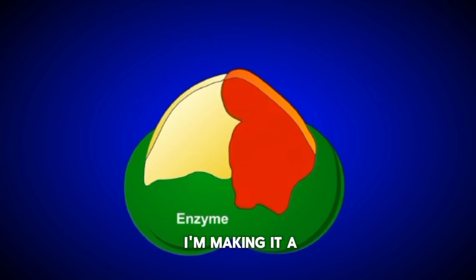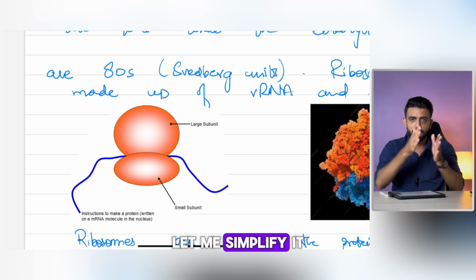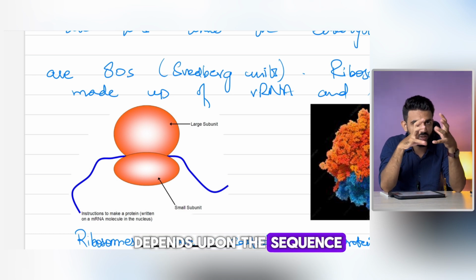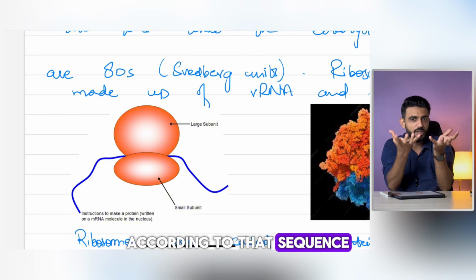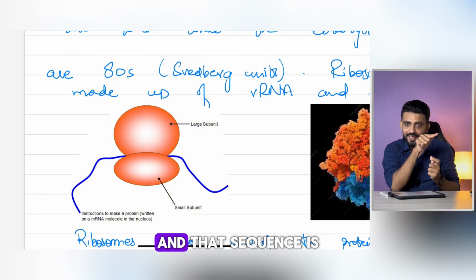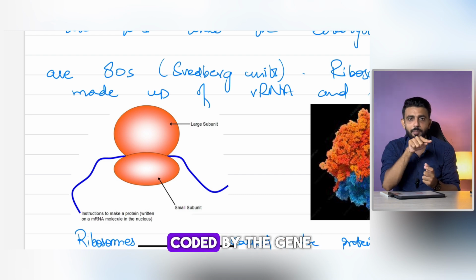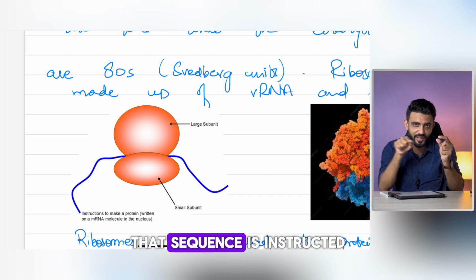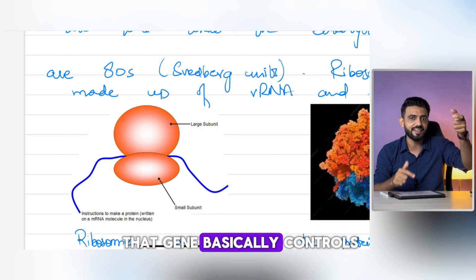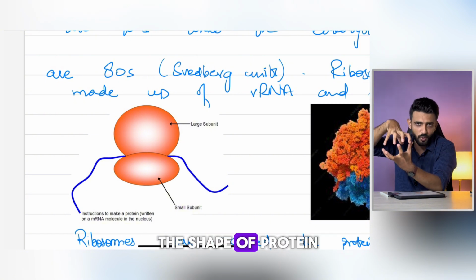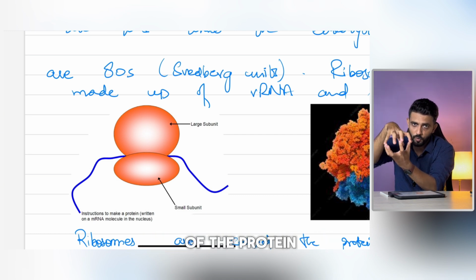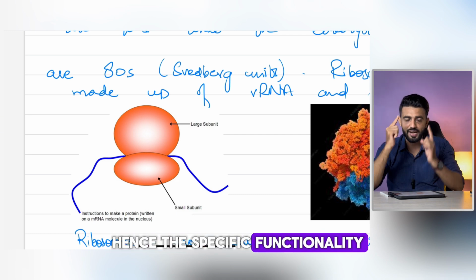Now, I know I'm making it a bit complicated. Let me simplify it for you. So the shape of protein depends upon the sequence of amino acids. According to that sequence, the protein will fold and make a specific 3D structure. And that sequence is coded by the gene. That sequence is instructed by the gene. So we can say that gene basically controls the shape of protein because it controls the sequence of amino acids. It controls the shape of the protein, hence the specific functionality.